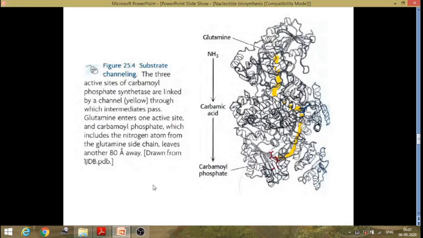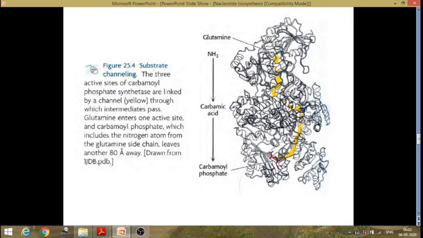So what are the advantages of substrate channeling? The substrate channeling serves two roles. First is that the intermediates generated at one active site are captured with no loss caused by diffusion. So the intermediate which is formed doesn't get lost due to diffusion. When it is produced, it stays within the enzyme near the active site. So the intermediates generated are captured with no loss caused by diffusion.